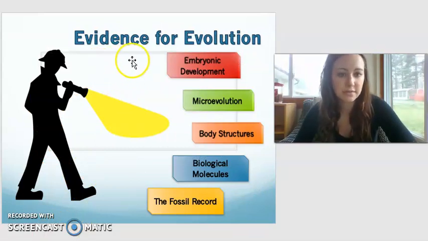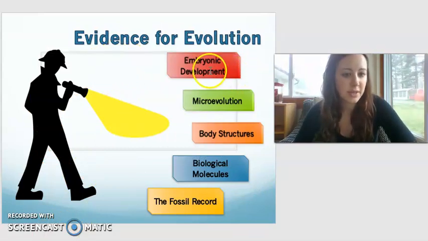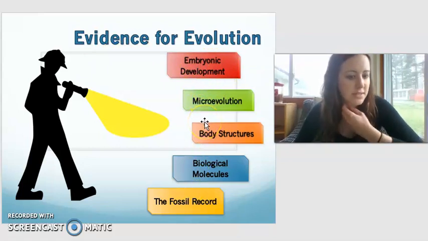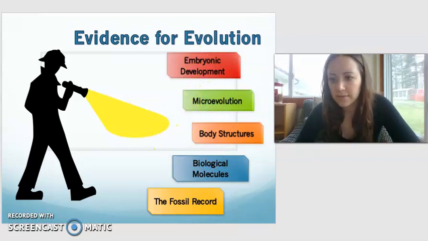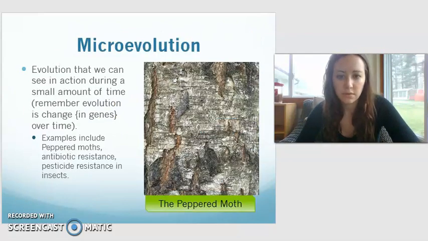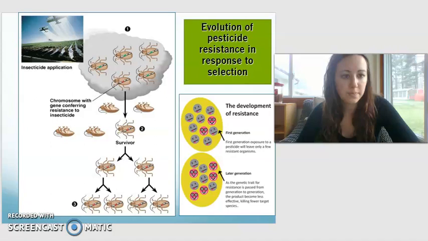Different evidence for evolution: embryonic development. I think we talked about most of these in the last screencast, but I figured why not just talk about them again. Microevolution, body structures, biological molecules, DNA, and the fossil record. Looking at microevolution, we just talked about the peppered moth example, and then also pesticide or antibiotic resistance. This is another example of evolution.